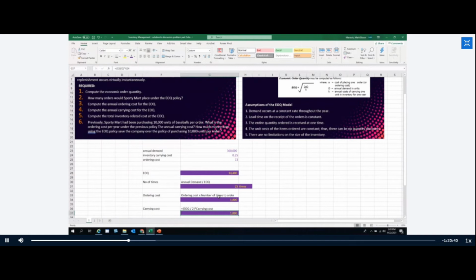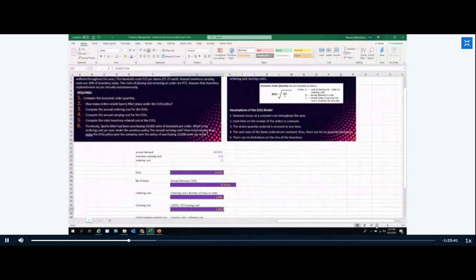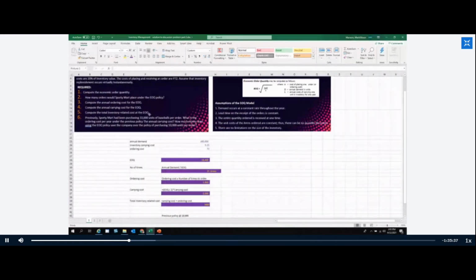Okay? So number 5, ito sobrang dali na kasi meron ka ng ordering costs and carrying cost, no? In number 5, ang tinatanong lang sa'yo is total inventory related cost. So you just have to add the two. So 1,800 ordering cost plus 1,800 carrying cost and you get 3,600 pesos, no? So that's the total inventory cost.